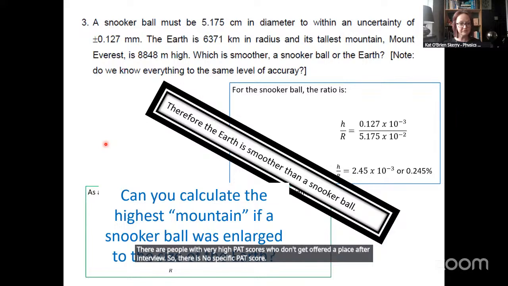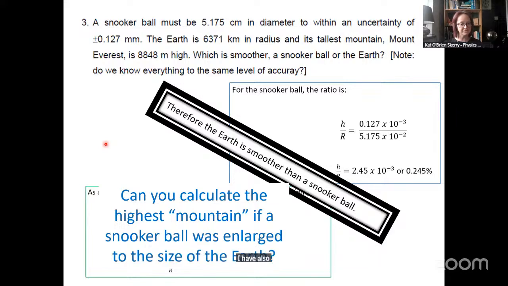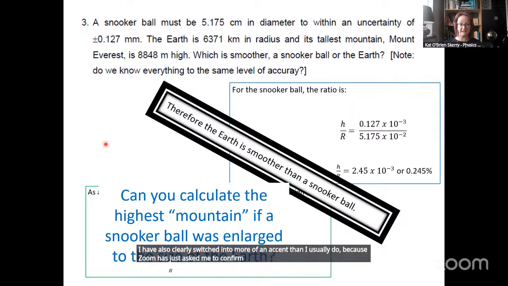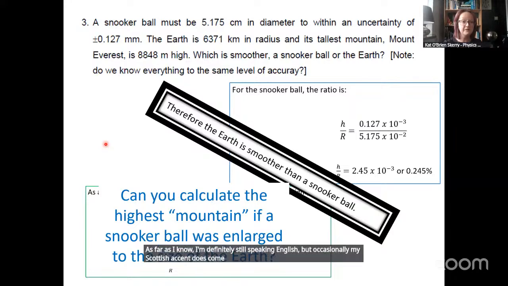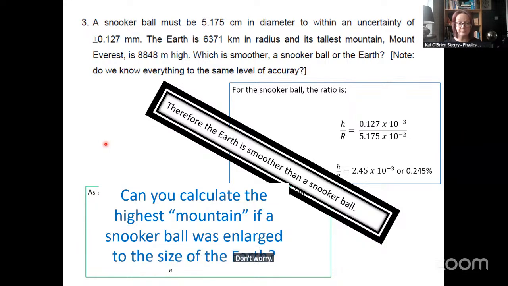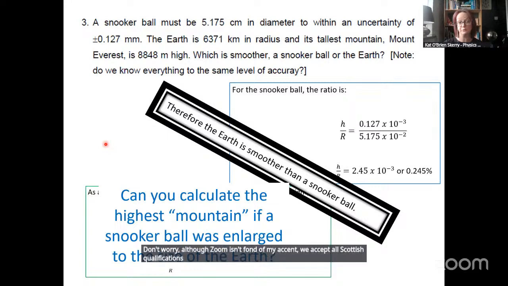I have also clearly switched into more of an accent than I usually do because Zoom has just asked me to confirm my speaking language and let me know that I might have switched to a different language. As far as I know, I'm definitely still speaking English, but occasionally my Scottish accent does come into play. Don't worry, although Zoom isn't fond of my accent, we accept all Scottish qualifications at Oxford as well.